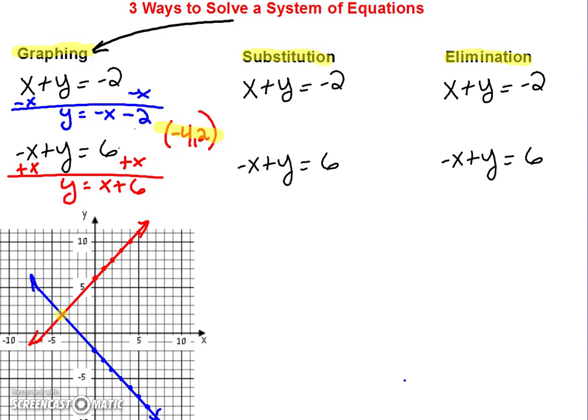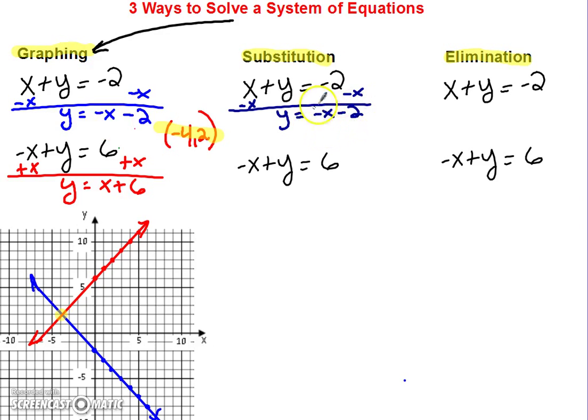Alright, now let's do the substitution method. If I wanted to solve, I need to look for one of these variables, like that x, that y, that x, or that y, and solve for one of them. I'm just going to solve for this y. So I'm going to minus x for both sides. And I already did it over here, by the way.